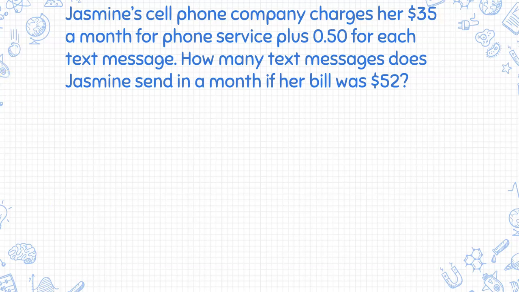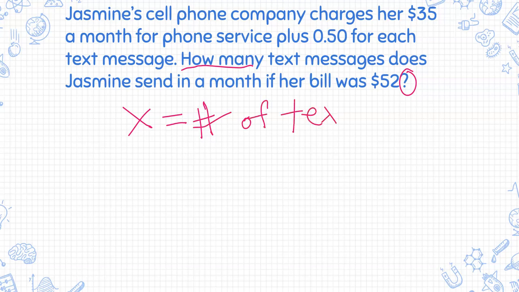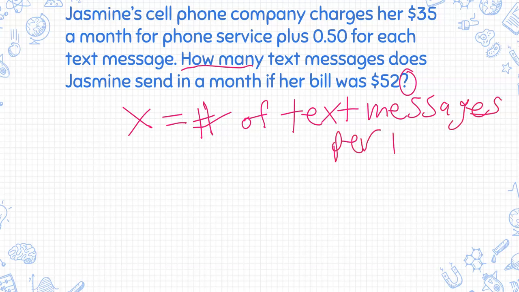So first, we need to go through and decide what x is equal to. I'm going to go to the place where it says how many and ends in a question mark. This sentence says, how many text messages does she send in a month? So I would write x equals number of text messages monthly, messages per month. It's important to start off with that so we know what our x is going to be equaling.